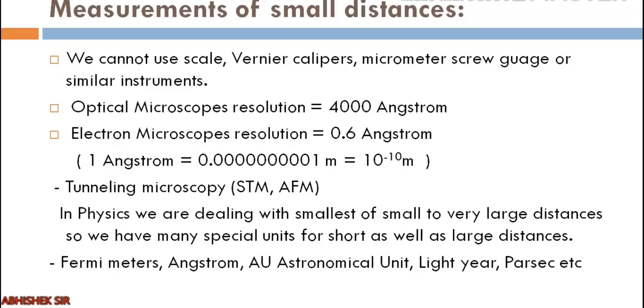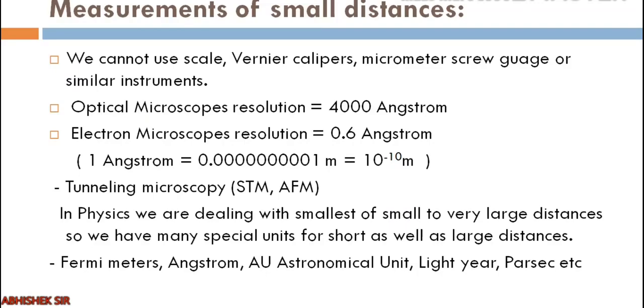Going into a little bit more detail, electron microscope's resolution is 0.6 angstrom. Clear? So you see, we are using electron microscope to study the nuclear models, right? Model of atom and all. Then we have tunneling microscopy. STM and AFM are two types of tunneling microscope. I'll tell you the full form. STM is scanning tunneling microscope and AFM is atomic force microscope. So these two microscopes again are used to measure very small distances, right?